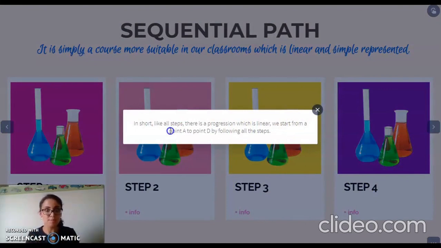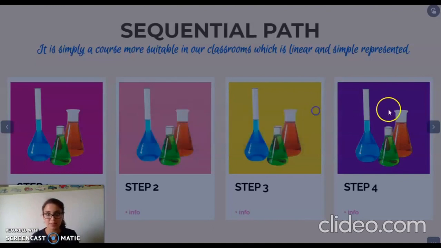We start from point D by following all the steps.